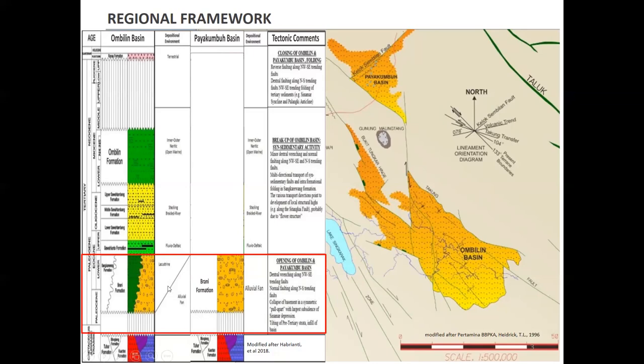But in the Payakumbuh basin, based on the surface study, we do not find any Sangkarewang formation on the surface. Even in the Payakumbuh basin, there is no exploration well until now, so we cannot prove the existence of the Sangkarewang formation. However, this model of the regional stratigraphy column might be updated later once we find any findings about Sangkarewang. Okay.